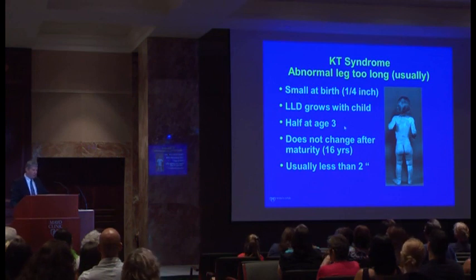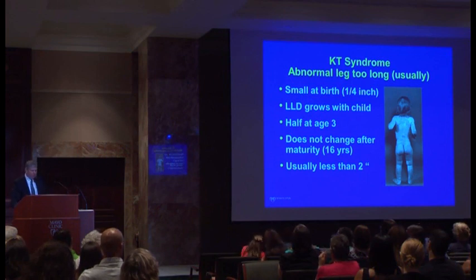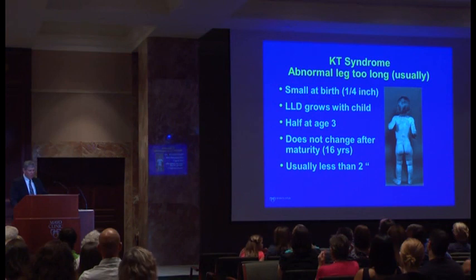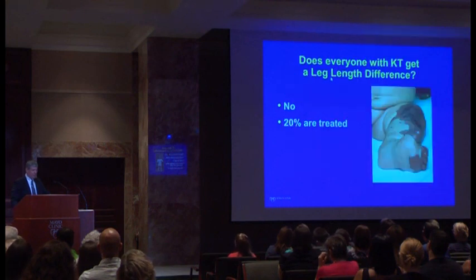So you can look at 3-year-olds who are about half as tall as adults and guess pretty well how big the difference is going to be when they're done growing. It's about twice as much as it is when they're 3. And that works pretty well in vascular malformations. It obviously doesn't change after maturity, and in most of these kids, it's usually less than a 2-inch difference between their legs. The arms, which are shorter, usually have less arm length differences than the legs do because they're longer.